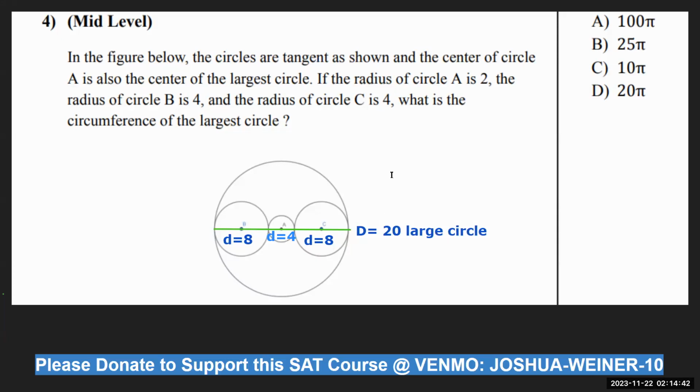Then we know that the circumference is pi times the diameter D, and we're done. The correct answer was 20 pi. Since the large diameter is 20, the circumference is 20 pi. The end on number 4.